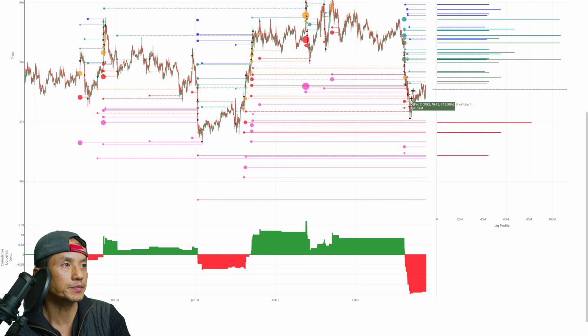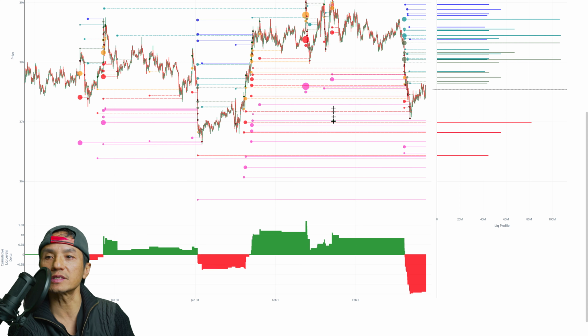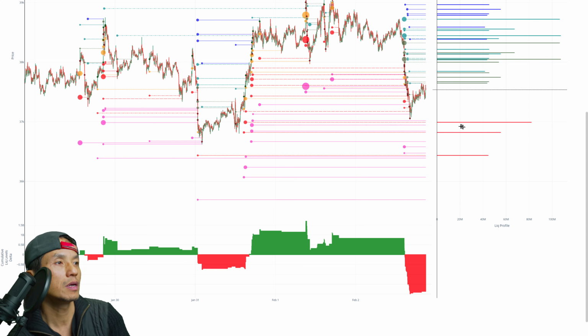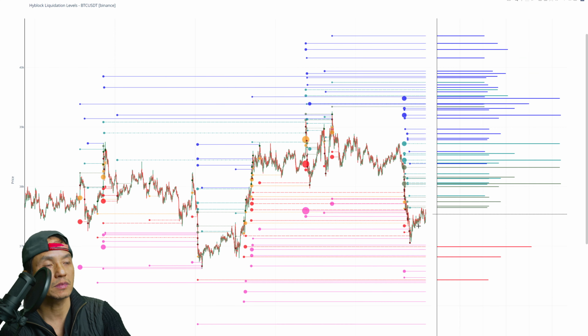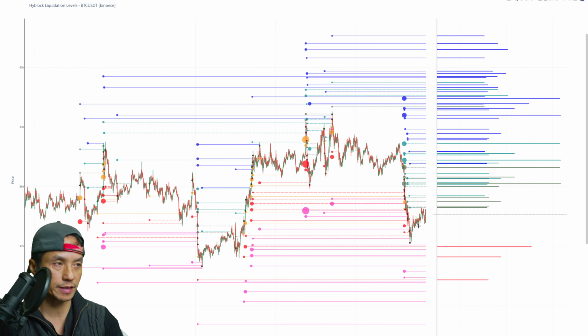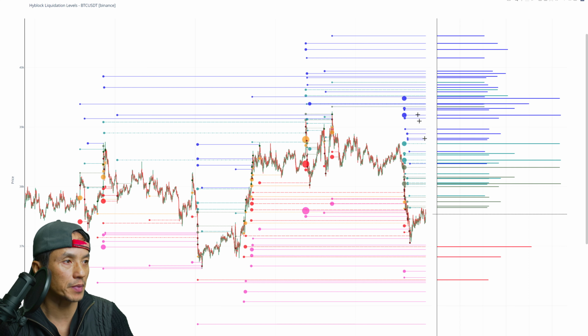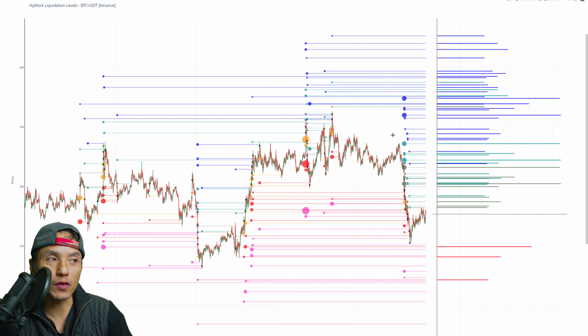I'm not sure if you can see my mouse pointer. Now that it dropped, you see a bunch of shorts coming in here. Let's look at the shorts. Right now we have 1.9 billion more short liquidation levels as far as 25x to 100x. So they popped up here. They just grow back like mushrooms.